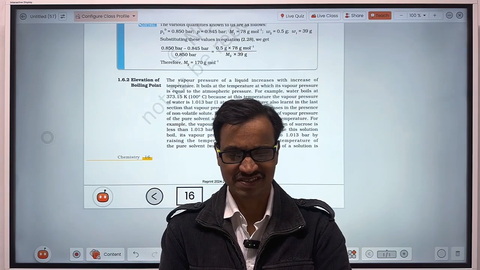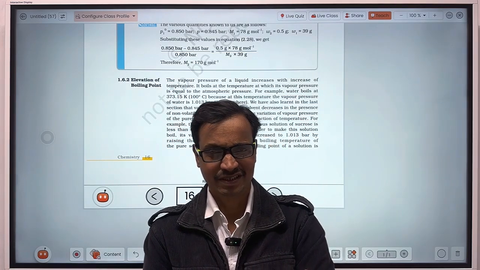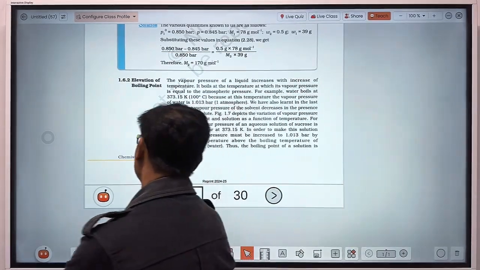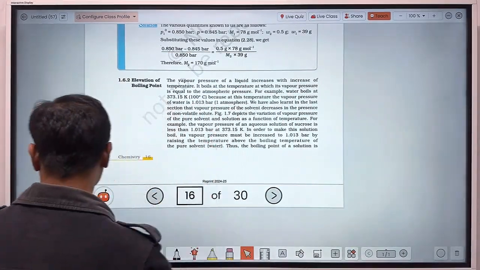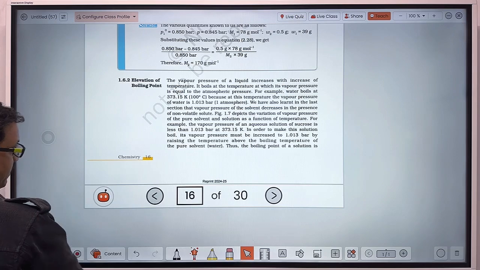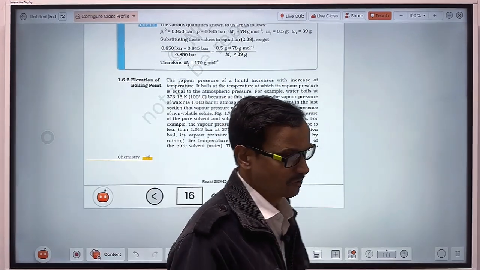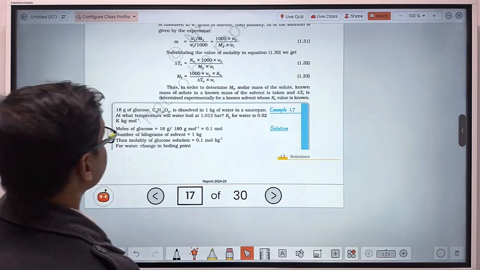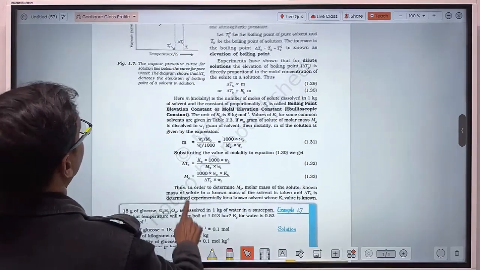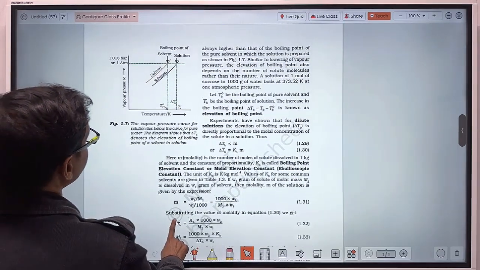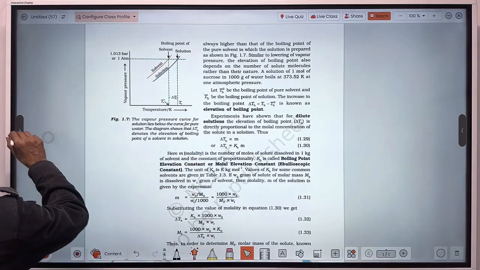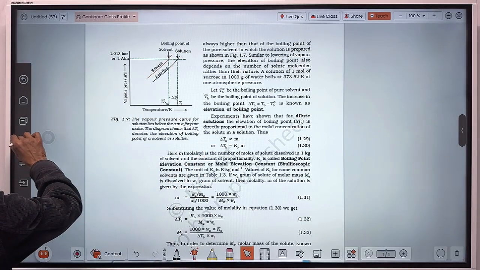The next term will be osmosis. We will go into osmosis later, not in this video. So, that is the meaning of elevation in boiling point: when a non-volatile solute dissolves in a liquid solvent, the boiling point will increase. Why it increases and by how much, we will discuss using this graph.